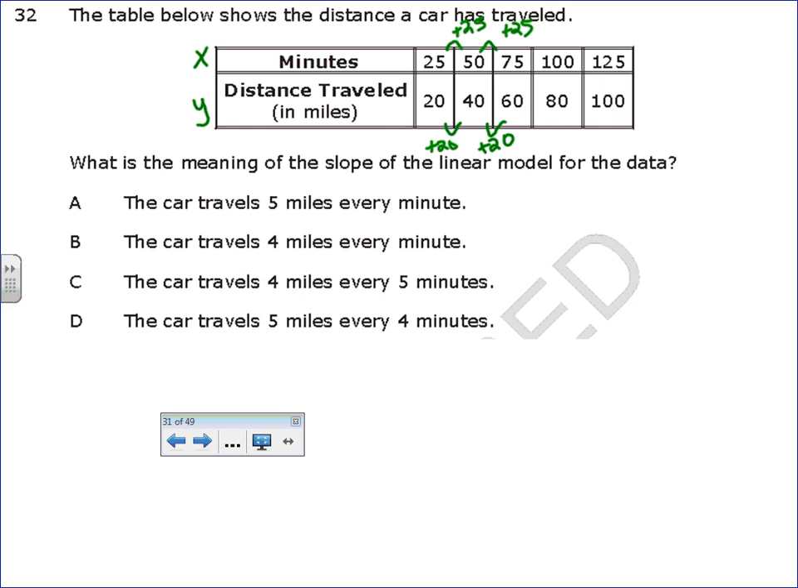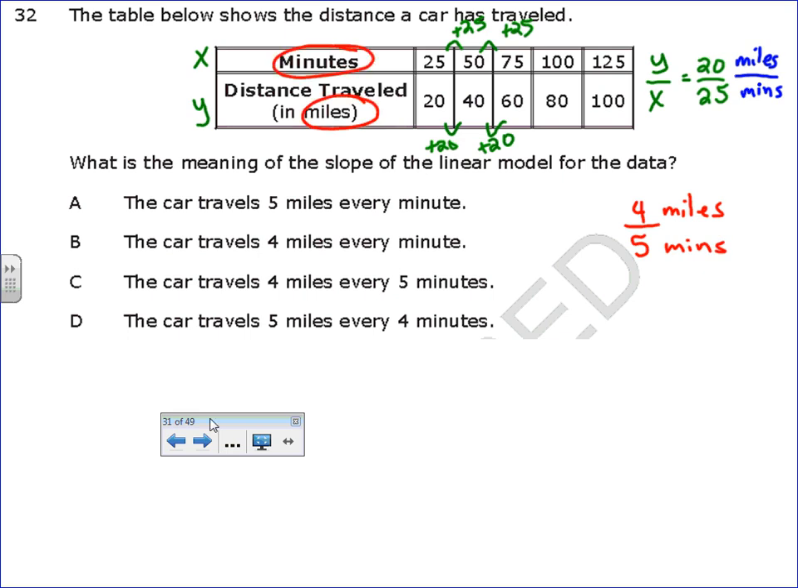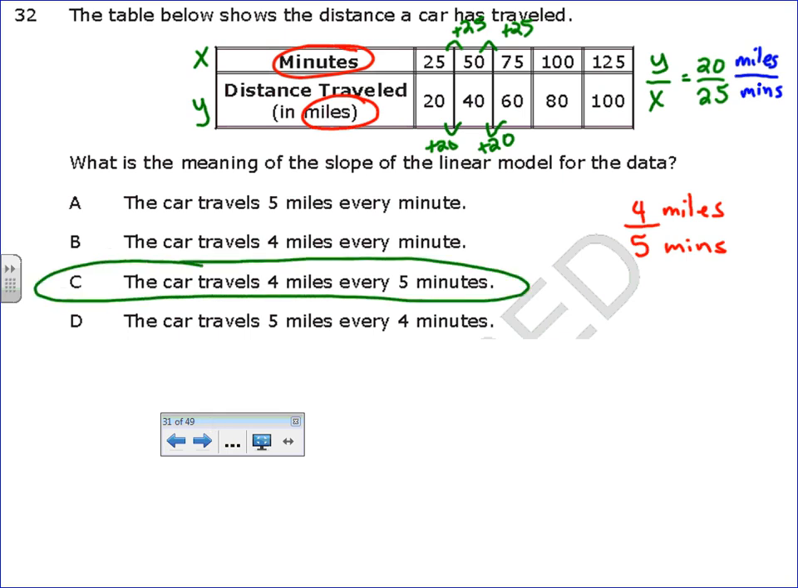Slope is always change in y over change in x, so that means I have just 20 over 25. I'm going to put my units next to it. This is miles over minutes. So I can travel 20 miles in 25 minutes. Well, you reduce that fraction, that's 4/5. That's saying I can go 4 miles in 5 minutes. And remember, this is how I'm knowing what x and y represent. Which answer choice says 4 miles every 5 minutes? C.